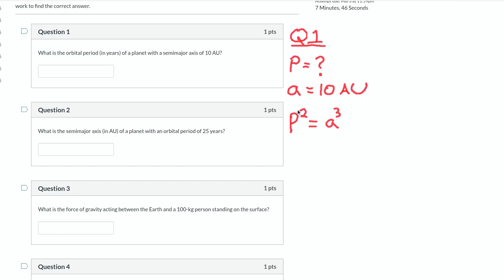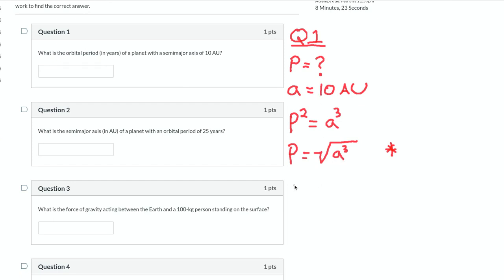So I'm going to solve for P because that's the thing I want to know. And to solve for P here, I need to take the square root of both sides to get P unsquared. So what that means here is that P is going to equal the square root of a cubed. All right, that's how I would solve. Now, this equation is always going to be true, by the way. I mean, you could write this equation right on your equation sheet, because if you're ever solving for the orbital period, you can use this equation. It's always true.